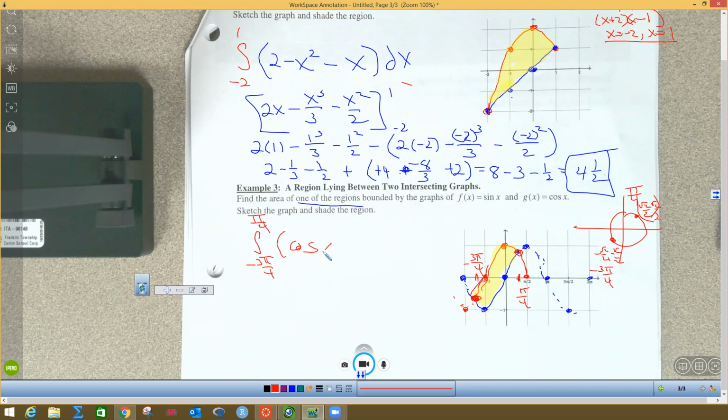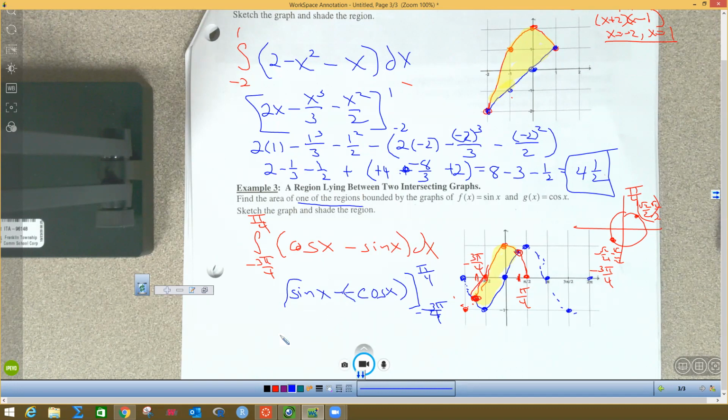So it's the integral of cosine x minus sine x dx. So now the integral of cosine is negative sine, and the integral of sine is, wait a second, I got that backwards. The integral of cosine is sine x. The integral of sine is negative cosine. And we are doing that from negative 3 pi over 4 to pi over 4, our lower bound and our upper bound.